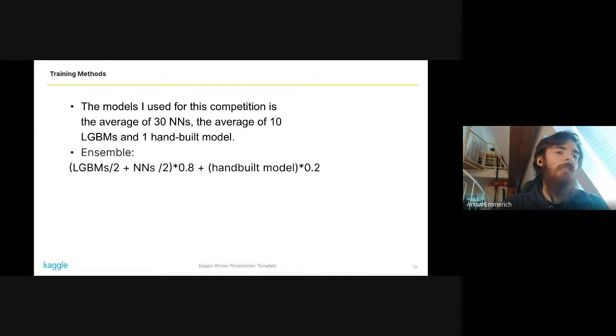And then finally, I just did a trial and error with regard to the weights. What I found out is I take the average of the LGBMs, the gradient boosted trees, and the neural networks, and multiply that by 0.8, and take the hand-built method, which I talked about earlier, and multiply this by 0.2. I get the best results in my validation. So basically that's what it is.